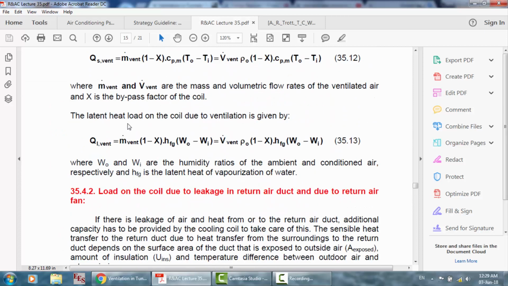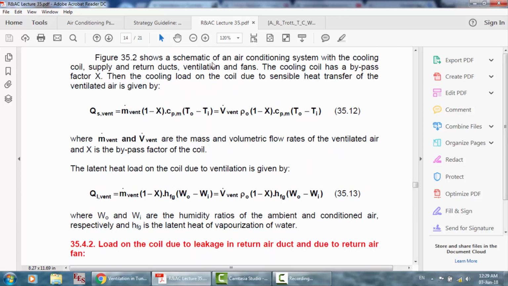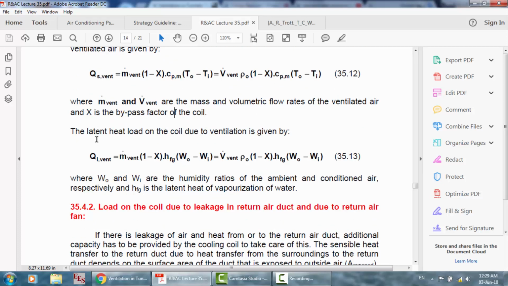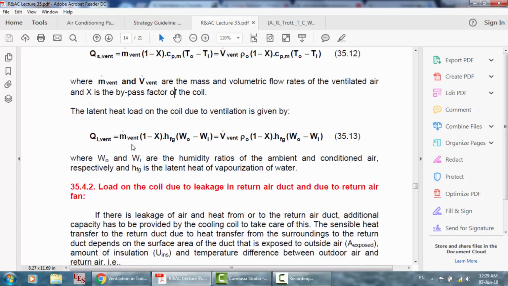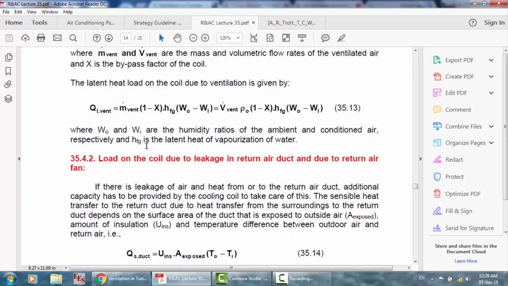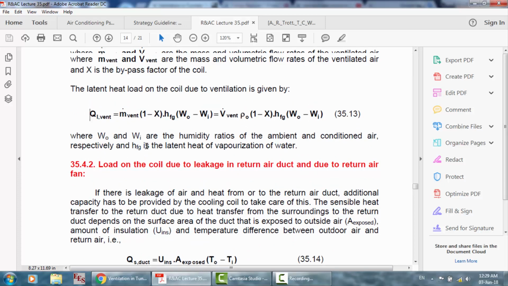So we have here a schematic of an air conditioning system with the cooling coil, supply and return ducts, ventilation, and fans. The cooling coil has a bypass factor X. Then the cooling load on the coil due to sensible heat transfer of the ventilated air is given by this equation. And the latent heat load on the coil due to the ventilation is given by this. So you can get what you want from this.